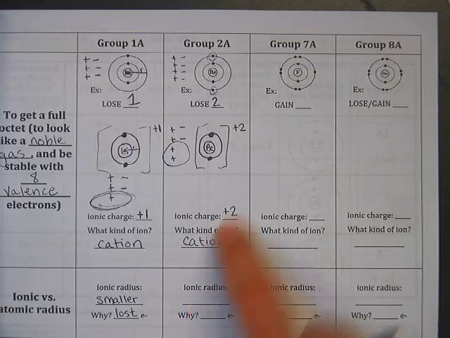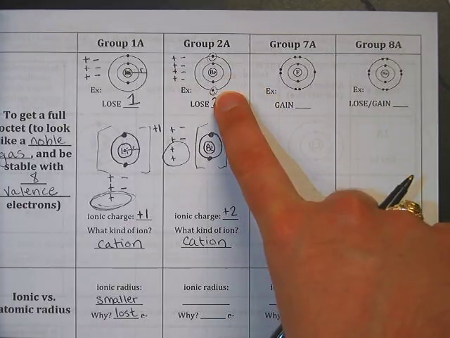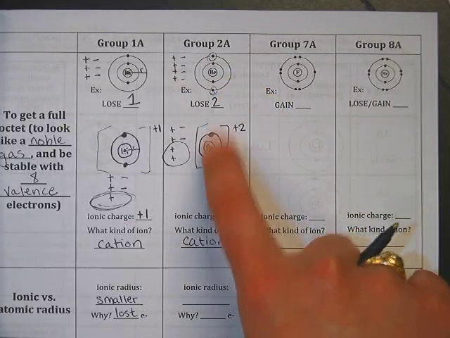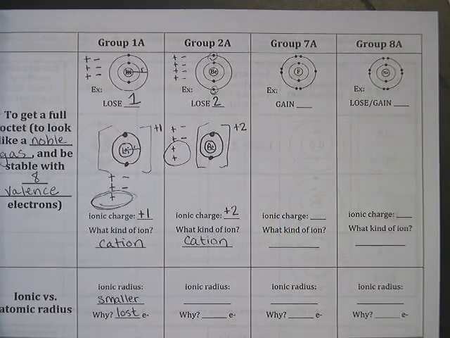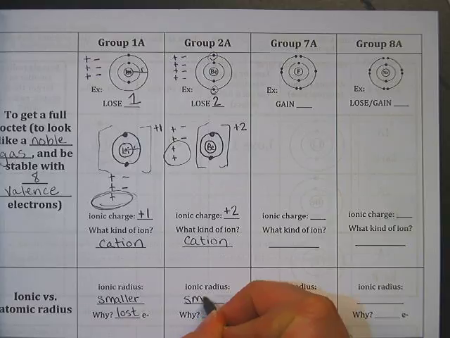Okay, how did the radius get when it lost these 2 electrons? What happened to the radius when it lost these 2 electrons? Did it get bigger or smaller? It got smaller. Why? Because it lost electrons.